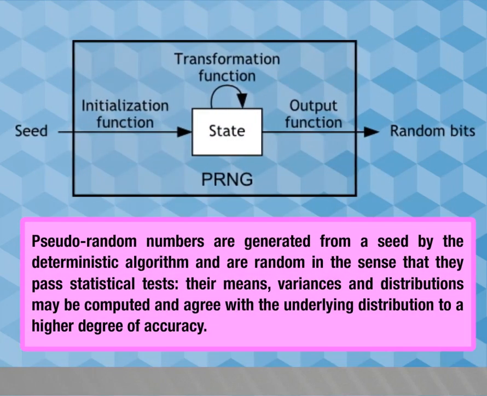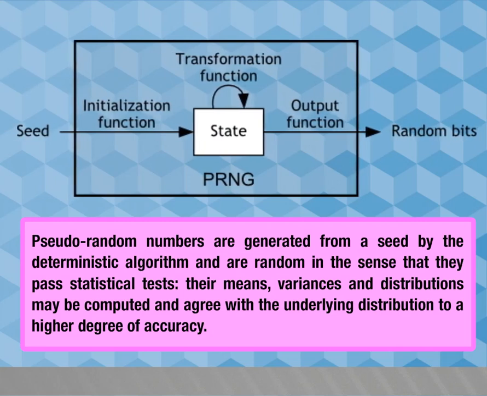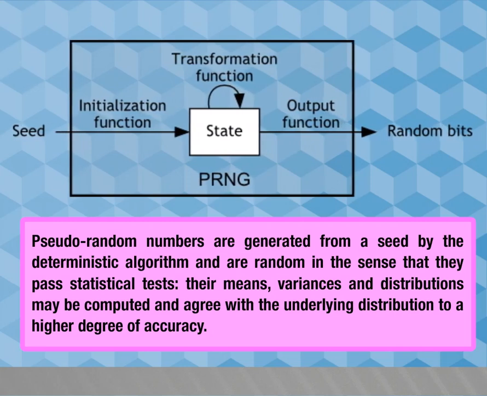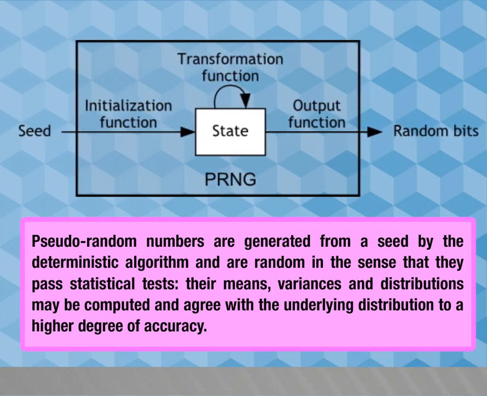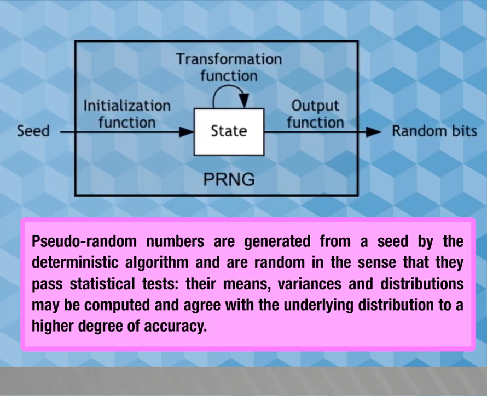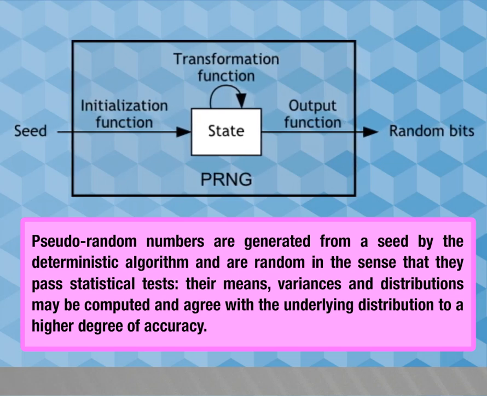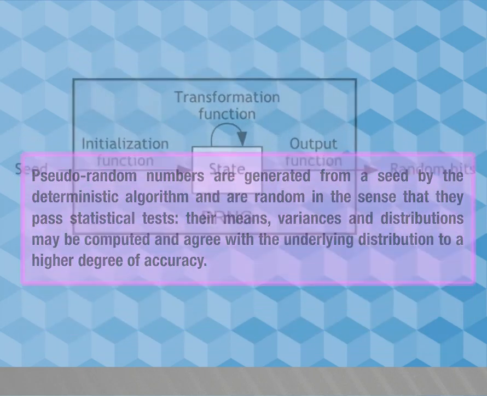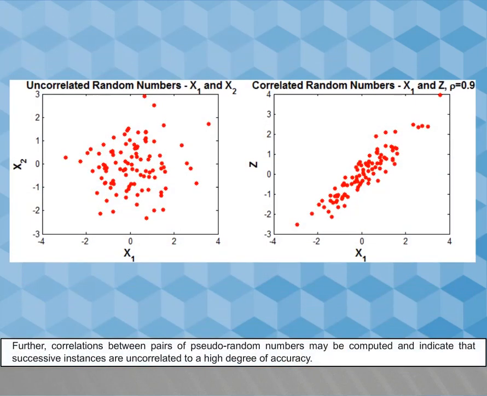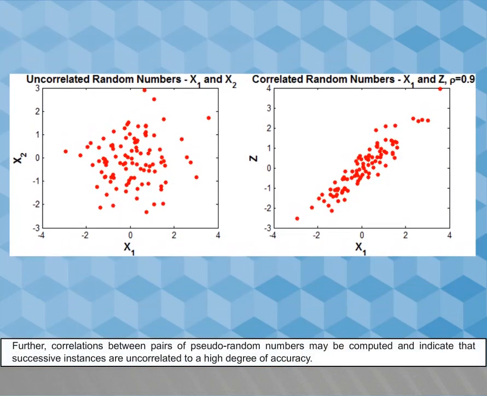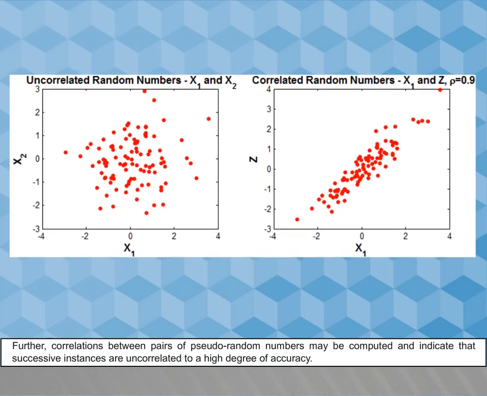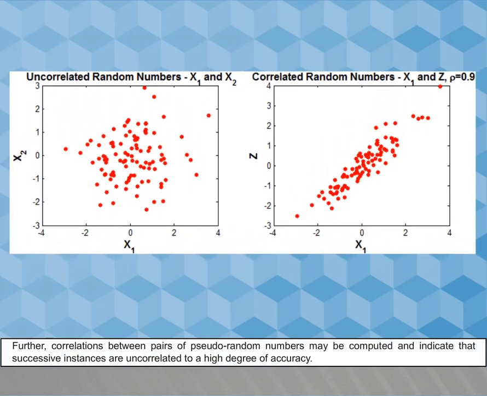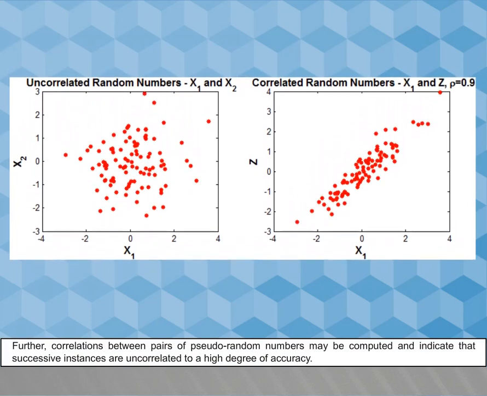Pseudo-random numbers are generated from a seed by a deterministic algorithm and are random in the sense that they pass statistical tests. Their means, variances, and distributions may be computed and agree with the underlying distribution to a high degree of accuracy. Further, correlations between pairs of pseudo-random numbers may be computed and indicate that successive instances are uncorrelated to a high degree of accuracy.